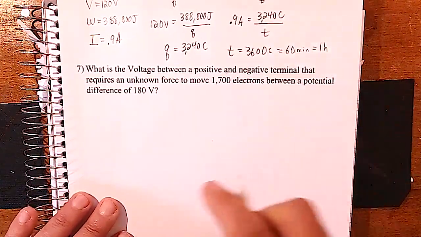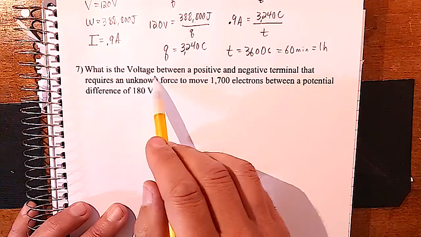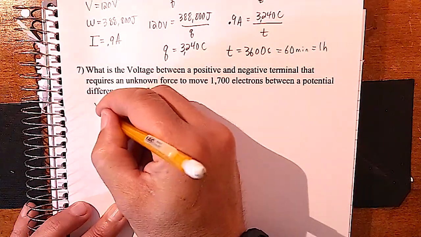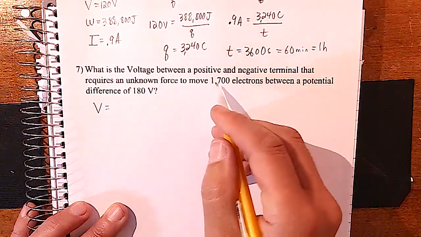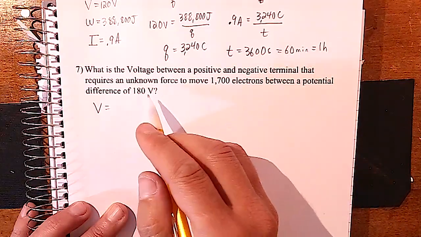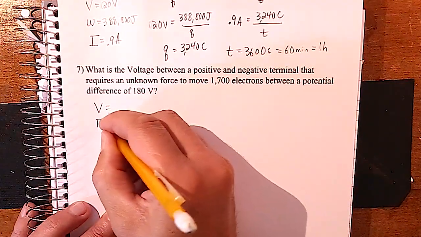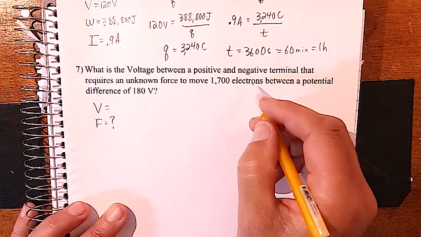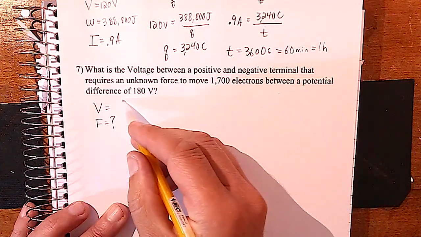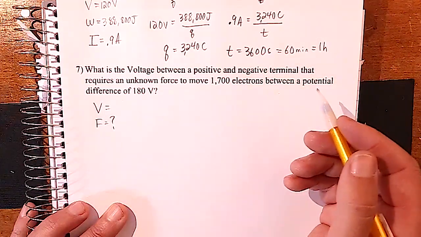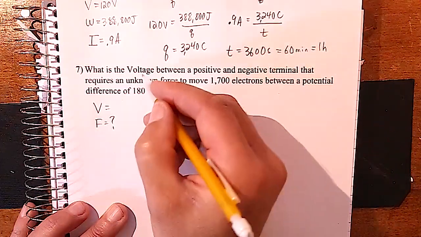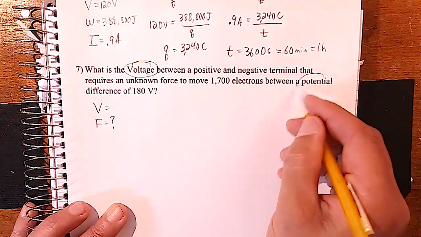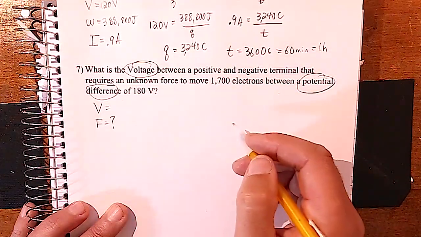This is a trick question. It says, what is the voltage? So we're looking for V. From a positive and negative terminal that requires an unknown force to move 1,700 electrons, which means we can get the charge, between a potential difference of 180 volts. But it's a trick question. They're testing us to see if we know that voltage and potential difference are the same thing.